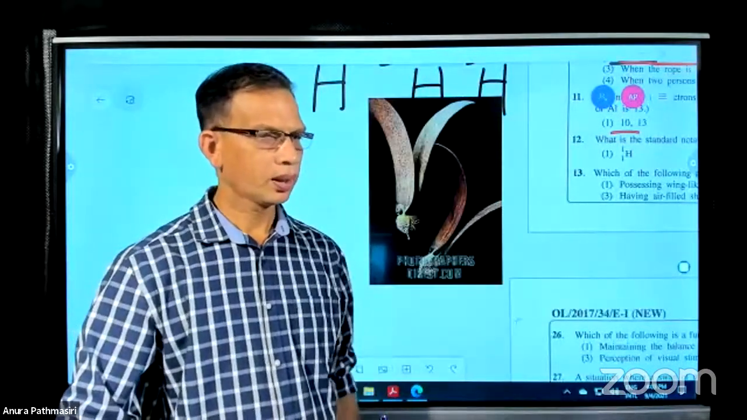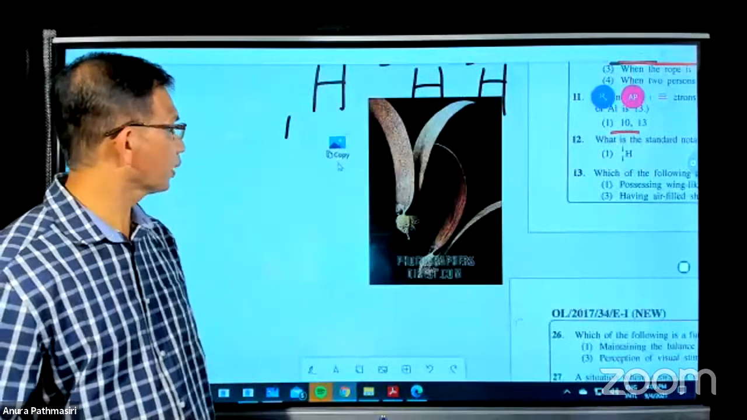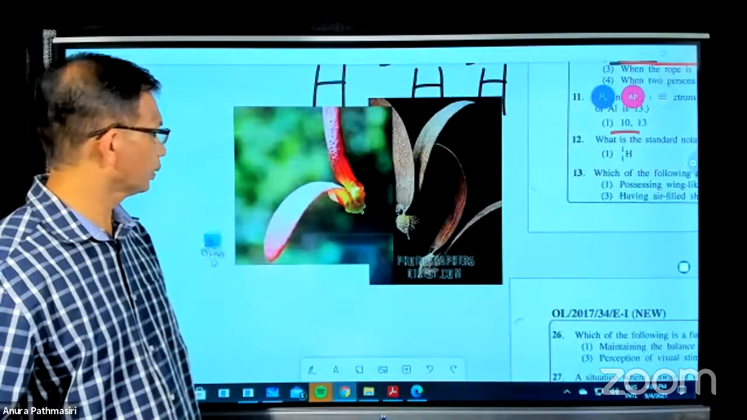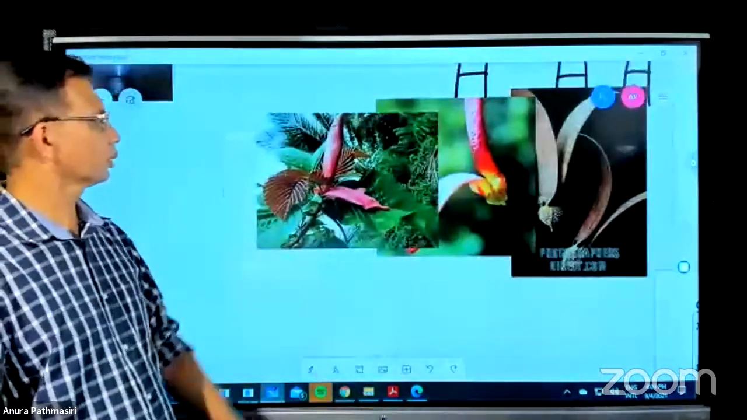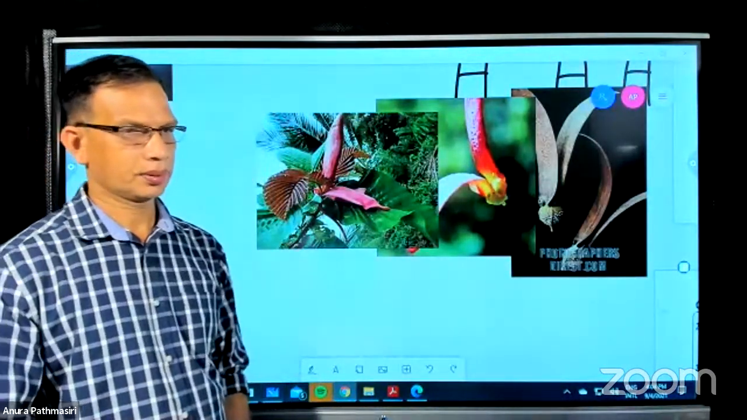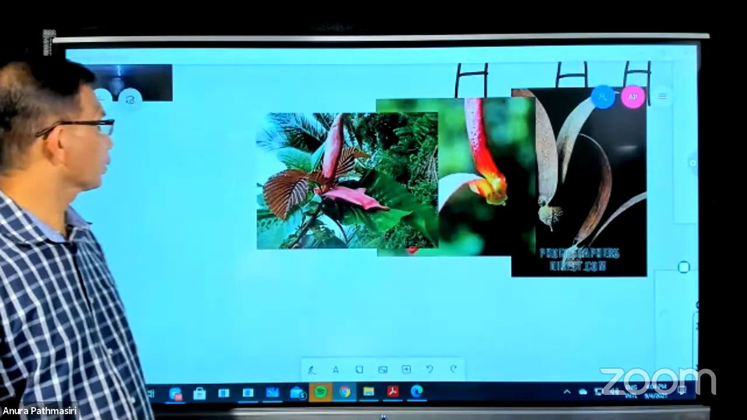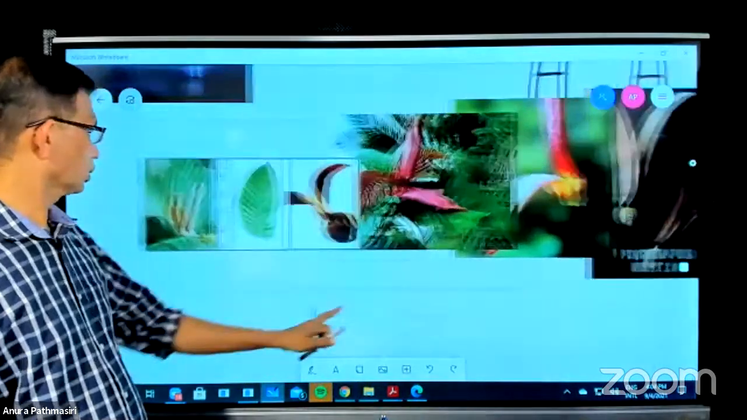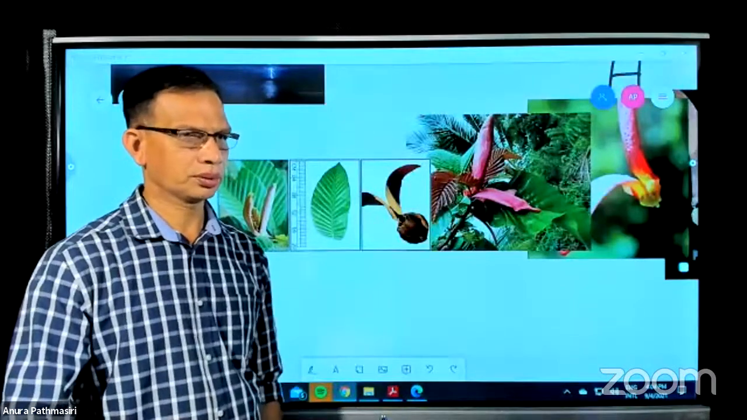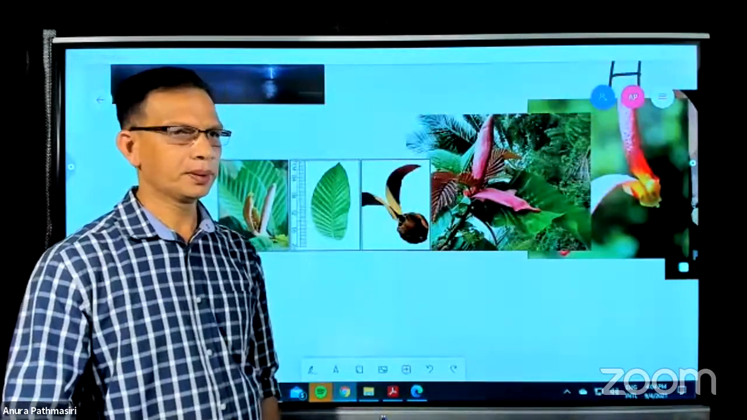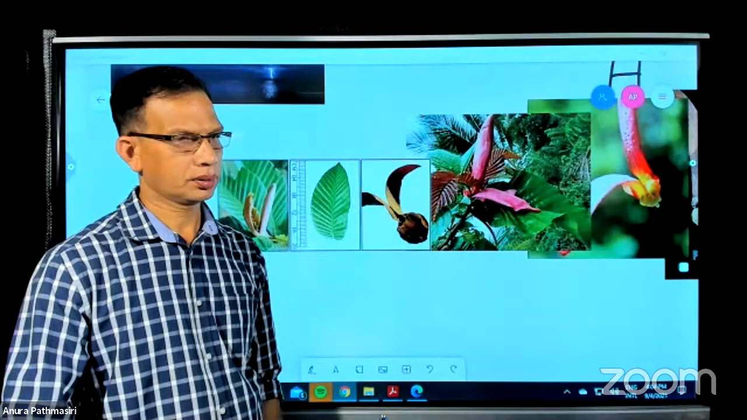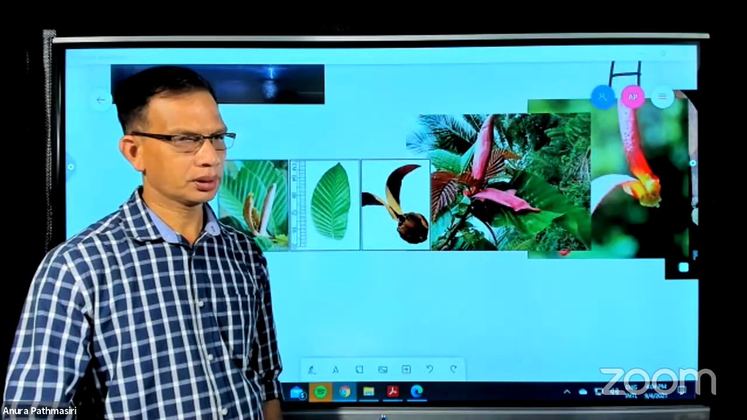Yes, sir, this is a horror plant flying in the sky. Wonderful. And this is how it is available in the free, right? Dipterocarpus salonicus. What is it? Dipterocarpus salonicus is its name. Salonicus means it's native to Sri Lanka, not available in other countries. Dipterocarpus salonicus, right?